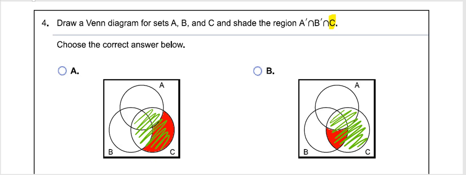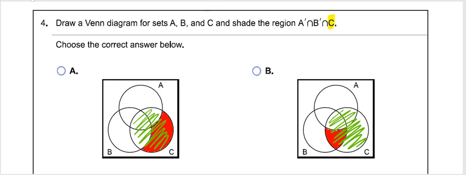It has to be in C, and it can't be in A. Okay, so where's A? A is here. It can't be there. So I need to go erase the green that's also in the yellow. So let's see. I'm going to be left with this green and that green, and I'm going to erase that. So that's in C and not in A.